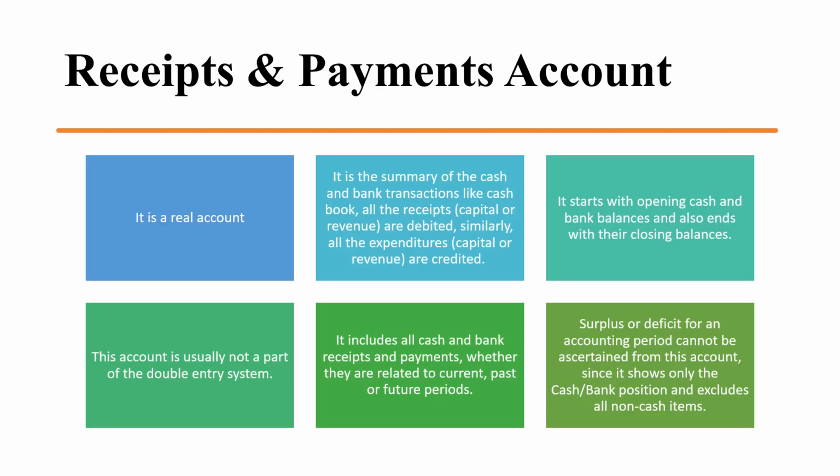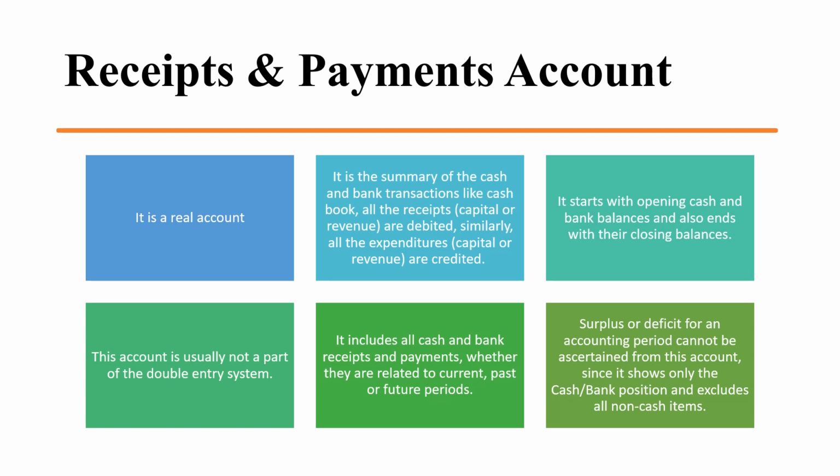The NPOs maintain this account called the receipts and payments account. This account is a real account, and as we all know, the rule for a real account is debit what comes in and credit what goes out. It is exactly similar to our cash book. This account is a summary of the cash and bank transactions. As we prepare a cash account in trading concerns, in a similar format we prepare the receipts and payments account in non-trading concerns.